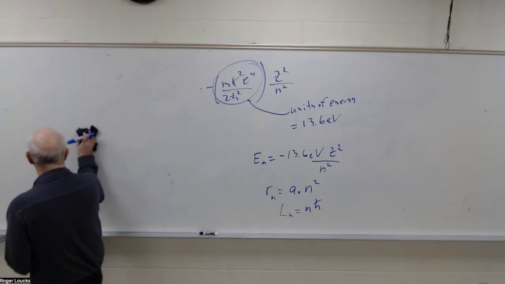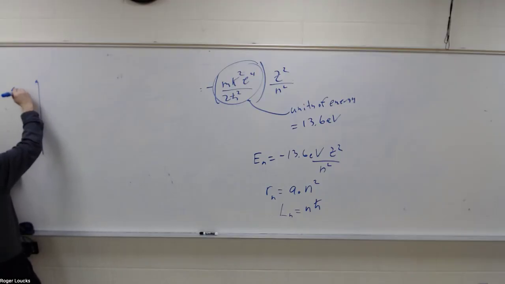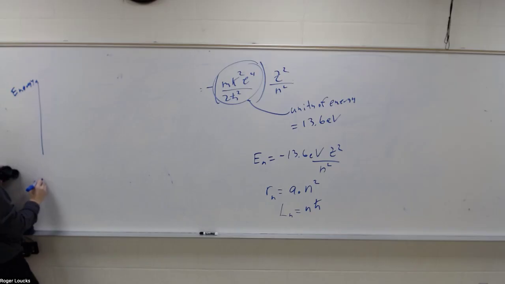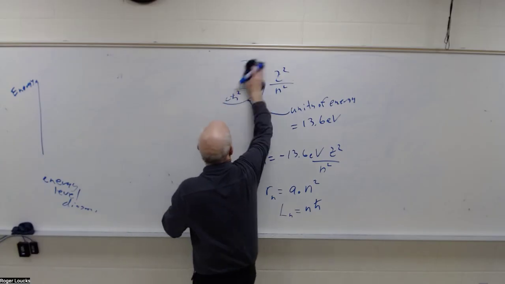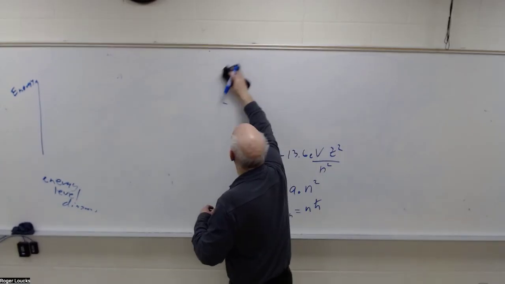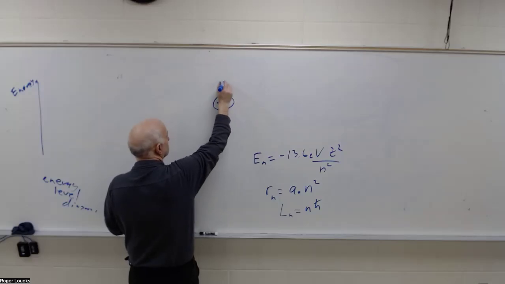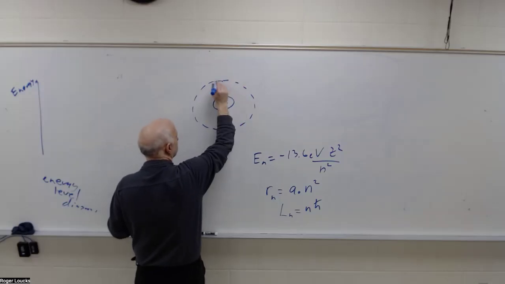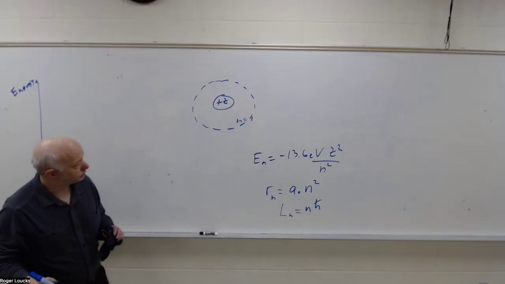We're going to draw a little picture. So our picture is going to be what? I'm going to plot the energy this way. So this is going to be called an energy level diagram. Get used to this. We're going to see these a lot. And then over here, I'll draw my little nucleus like this. So the first level is going to have n equals 1.